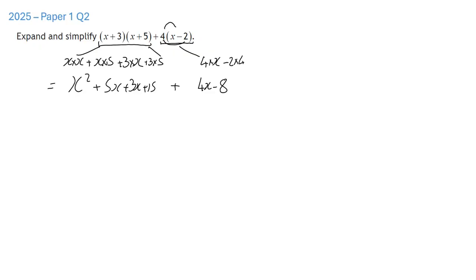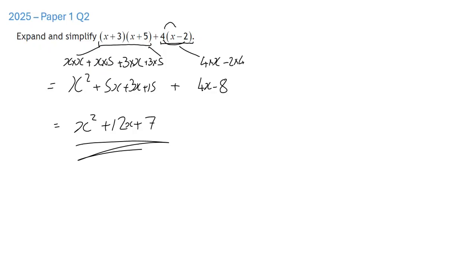And if I do that, I then simplify it all. So simplifying this entire thing, I'll end up with x squared. I've then got plus 5x, plus 3x, and a plus 4x, which will give me a plus 12x, and I've got a plus 15 and a minus 8, which gives a plus 7. So I get an overall solution of x squared plus 12x plus 7. And that would be my final answer for this question.